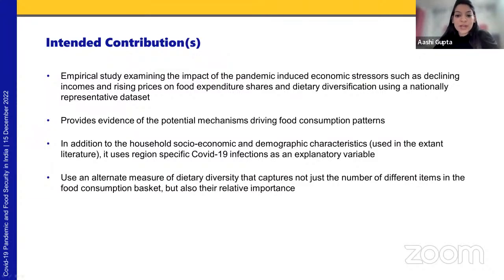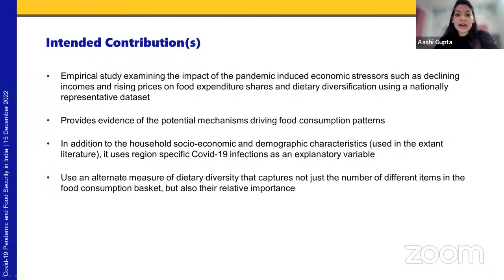In the extension of the study, we use an alternate measure of dietary diversity that captures not just the number of different food items in the food consumption basket, as has been used in earlier studies, but it also captures the relative importance of different food items or food groups in total food expenditure.